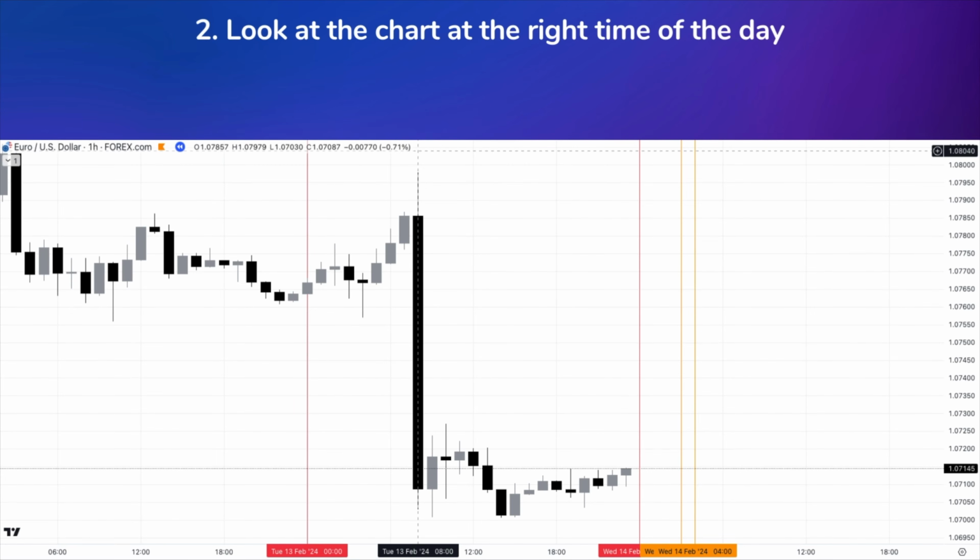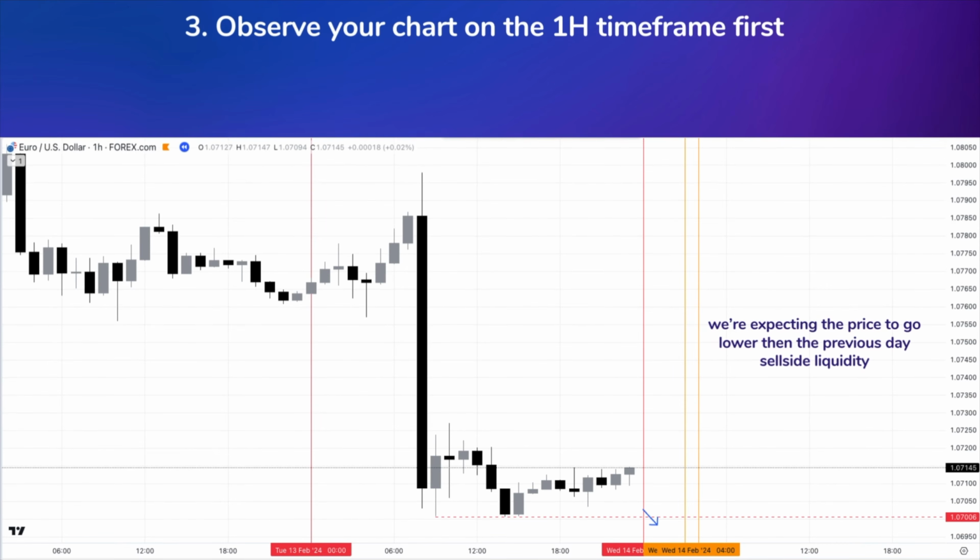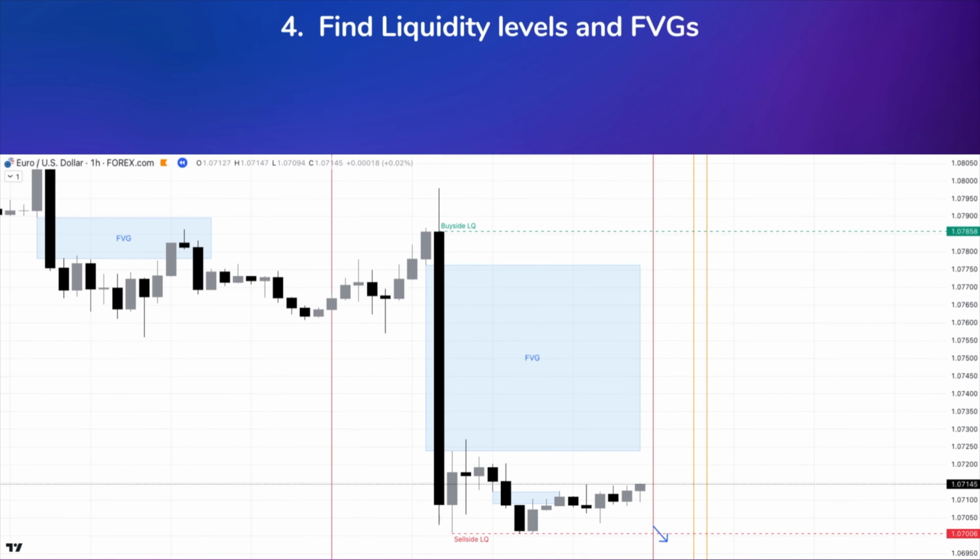Step number 2, we look at the chart at the right time of the day. And so here we step to the 1 hour time frame and we observe the price movements. Remember, we are expecting the price to go lower than the previous day's low and the previous day's sell side liquidity. But we do not know where the price will close and when it will take that low. Step number 4, find liquidity levels and fair value gaps.